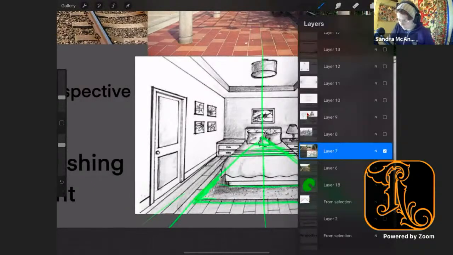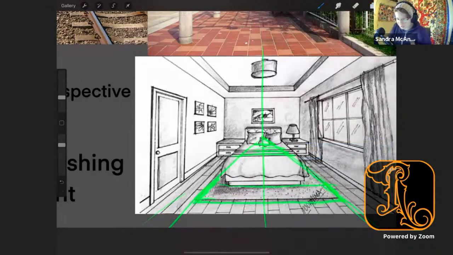And if we took this away, I drew right on it, of course I did. But if we were to take it away, you would see that they would form nice right angles that lead right to our vanishing point.